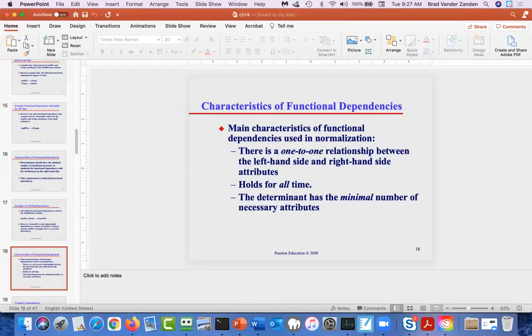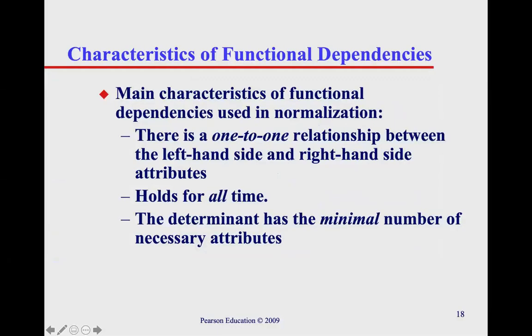Okay, the second characteristic is that it holds for all time. It doesn't just hold with the current set of data that we have, but it would also hold for any potential data that we would add or subtract in the future, in particular for any data that we would add in the future. And finally, for every functional dependency, the determinant has the minimum number of necessary attributes associated with it.